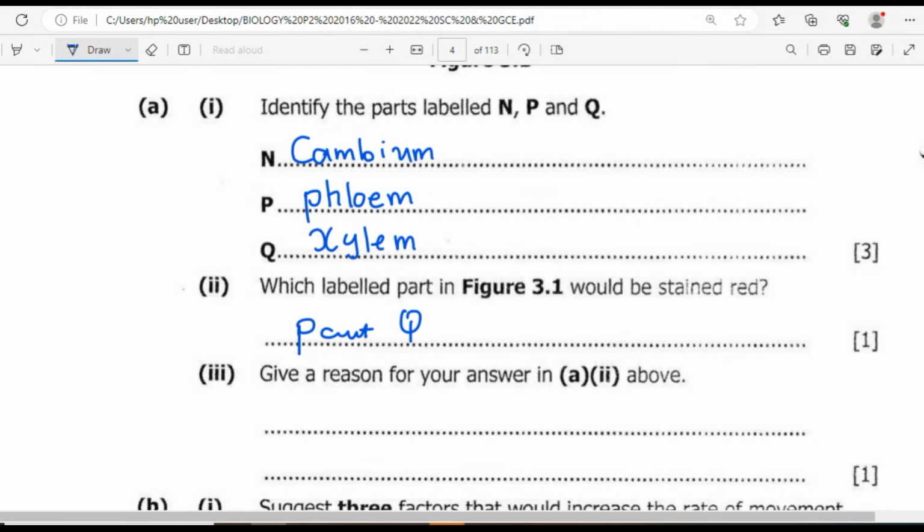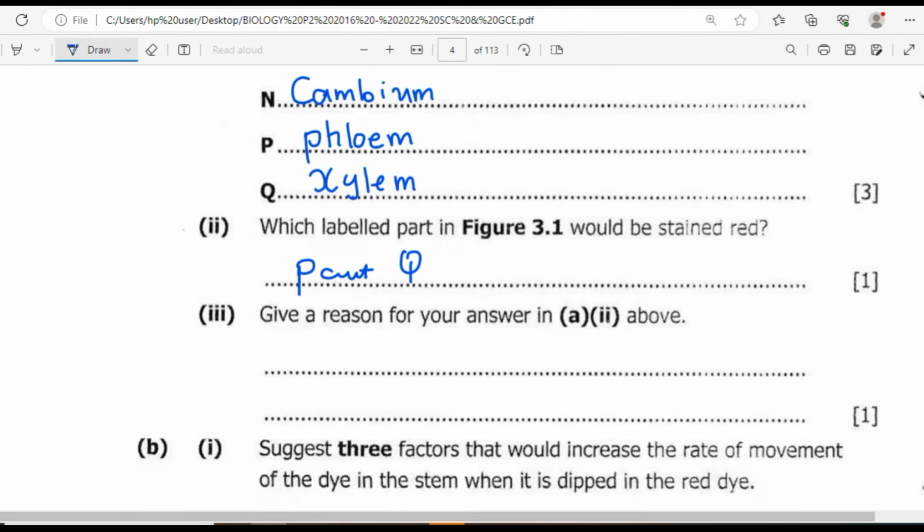Give a reason for your answer in A2 above. Xylem is a vessel which transports solution. So since it is the one that is transporting the solution, that part will be the part that will be stained red, that will show that color.